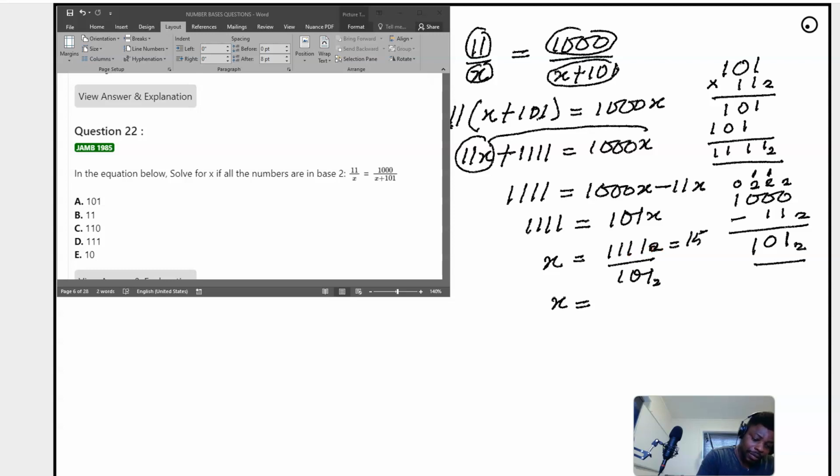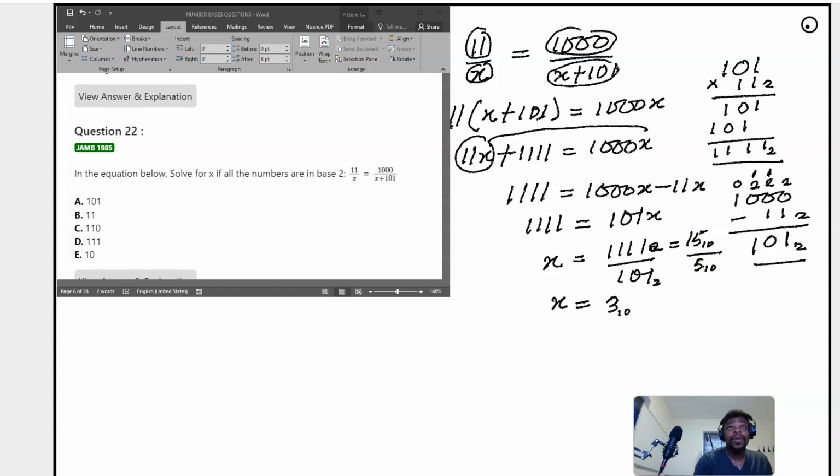So this is 15 in base 10. Let's do the same thing to this one. 2 times 1, 2, plus 0, 2, times 2, 4, plus 1. This is 5 in base 10. 15 divided by 5, that is 3 in base 10.